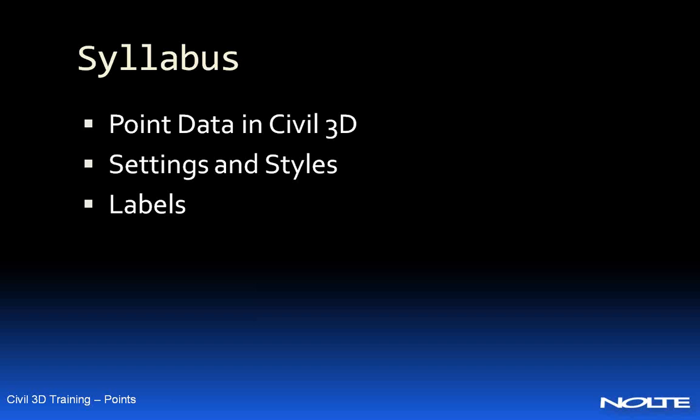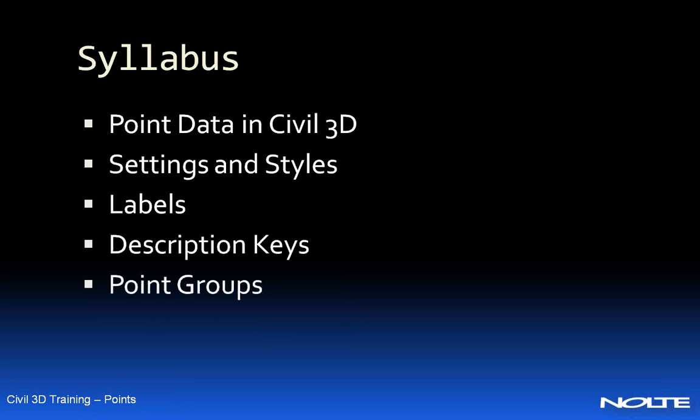Again, in Land Desktop, we're used to having our point object with the point number, elevation, and description components. Well, in Civil 3D, the points don't have text on them. We have to do that with labels and label styles. We'll also look at description keys and how Civil 3D handles that. And then we'll finish up by taking a look at point groups. Hopefully, for those of you who've done points in Land Desktop, a lot of this, with the exception of the styles and labels component, should be pretty familiar to you. And we'll see that I've tried to configure all of our defaults for Civil 3D to be very similar to what we've had in Land Desktop.